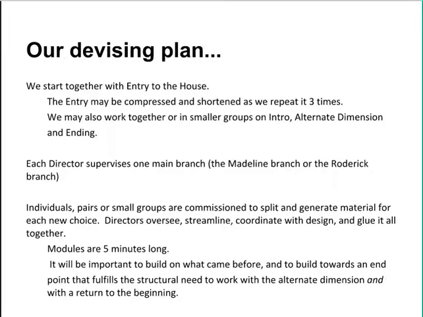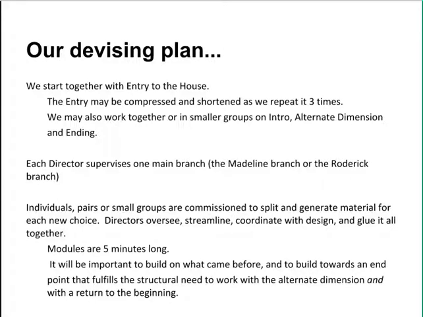We would start all together, all 14 of us, to create the entry into the house. Since we're going to repeat the entrance into the house 3 times, we might compress it or shorten it the second and third times that we do it. We might also work all together or in smaller groups on that overture introduction, the alternate dimension, and the ending. Each director would supervise one main branch. So once we make that first choice to either find Madeline or find Roderick, Brian and I would each take charge of one of those branches.